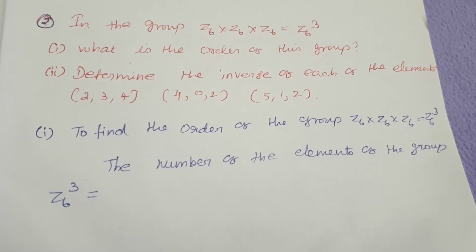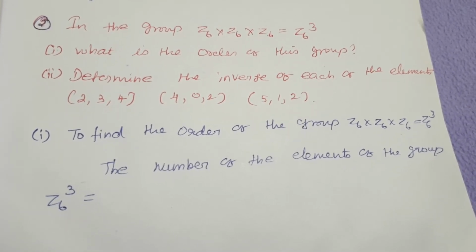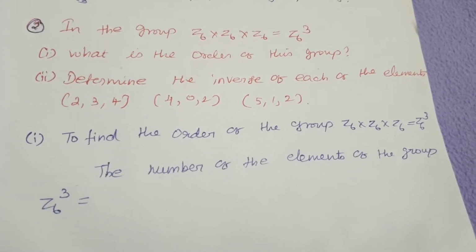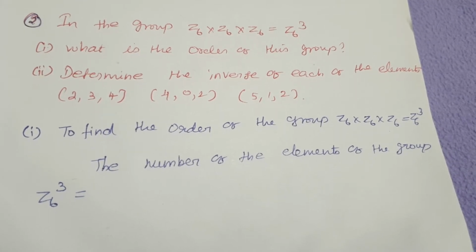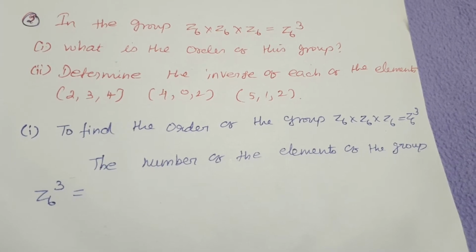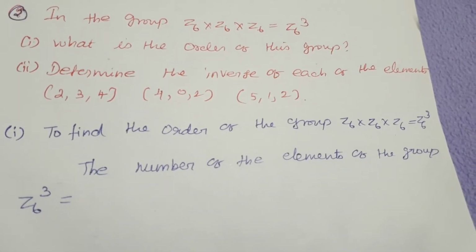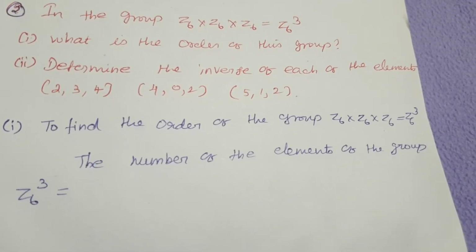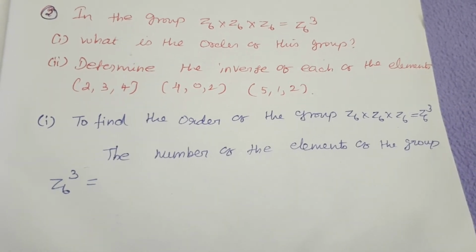So in the next problem they asked to find the order of the group Z6 × Z6 × Z6, that is Z6 cube, and also asked to determine the inverse of each of the elements (2, 3, 4), (4, 0, 2) and (5, 1, 2). So for the first question we have to find the order of the group Z6 × Z6 × Z6, which is nothing but Z6 cube.